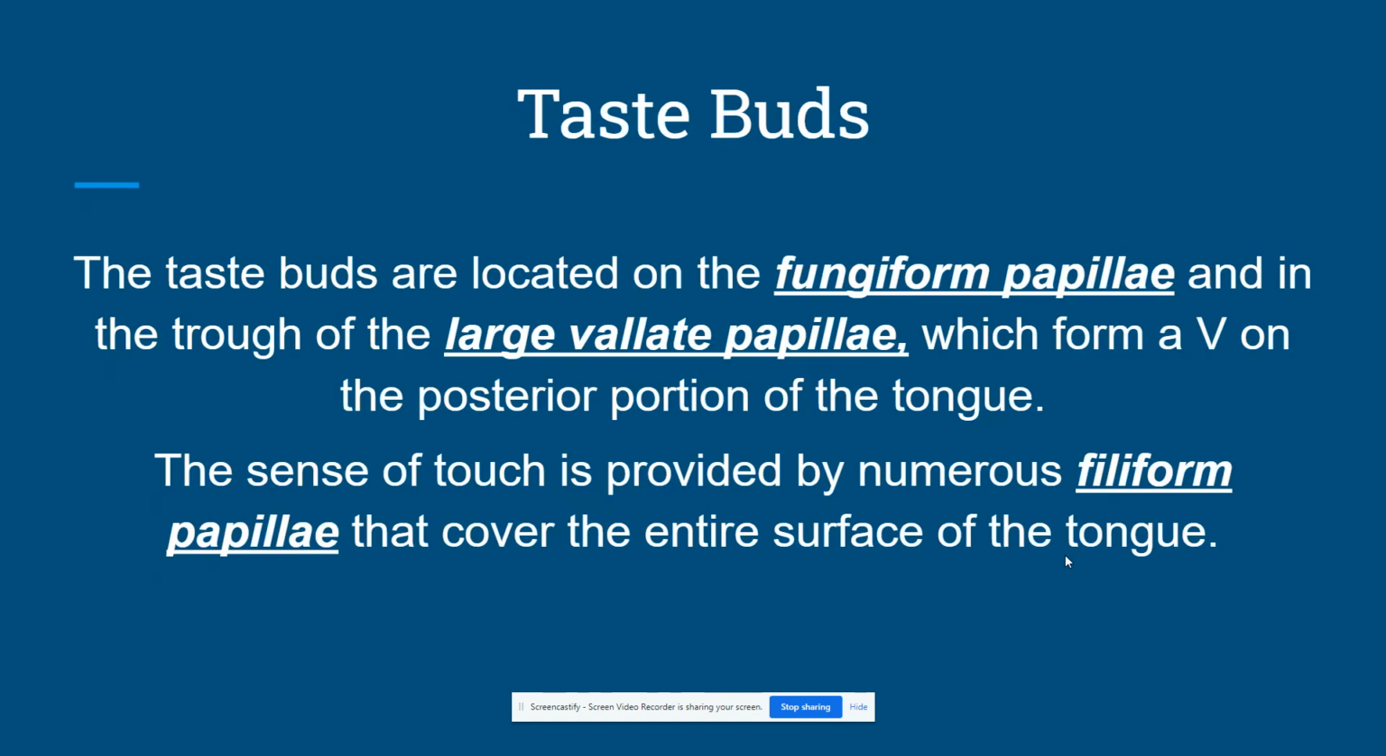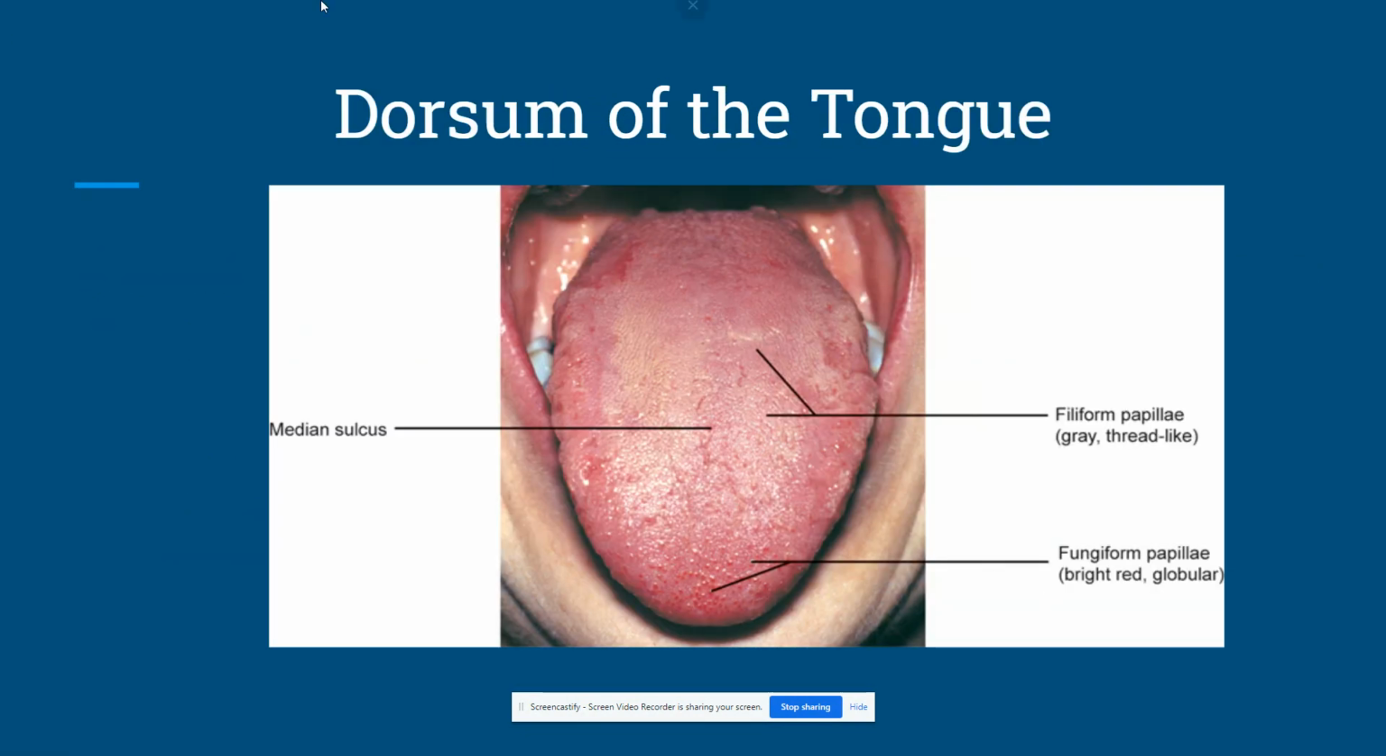The taste buds are located in two different areas, the fungiform papillae and the large circumvallate papillae. So over here on the tongue, these two locations are where the taste buds are located. And the sense of touch is provided by the filiform papillae. It covers the entire surface of the tongue. So we have our filiform papillae here, and here's our fungiform. Filiform papillae is for touch.